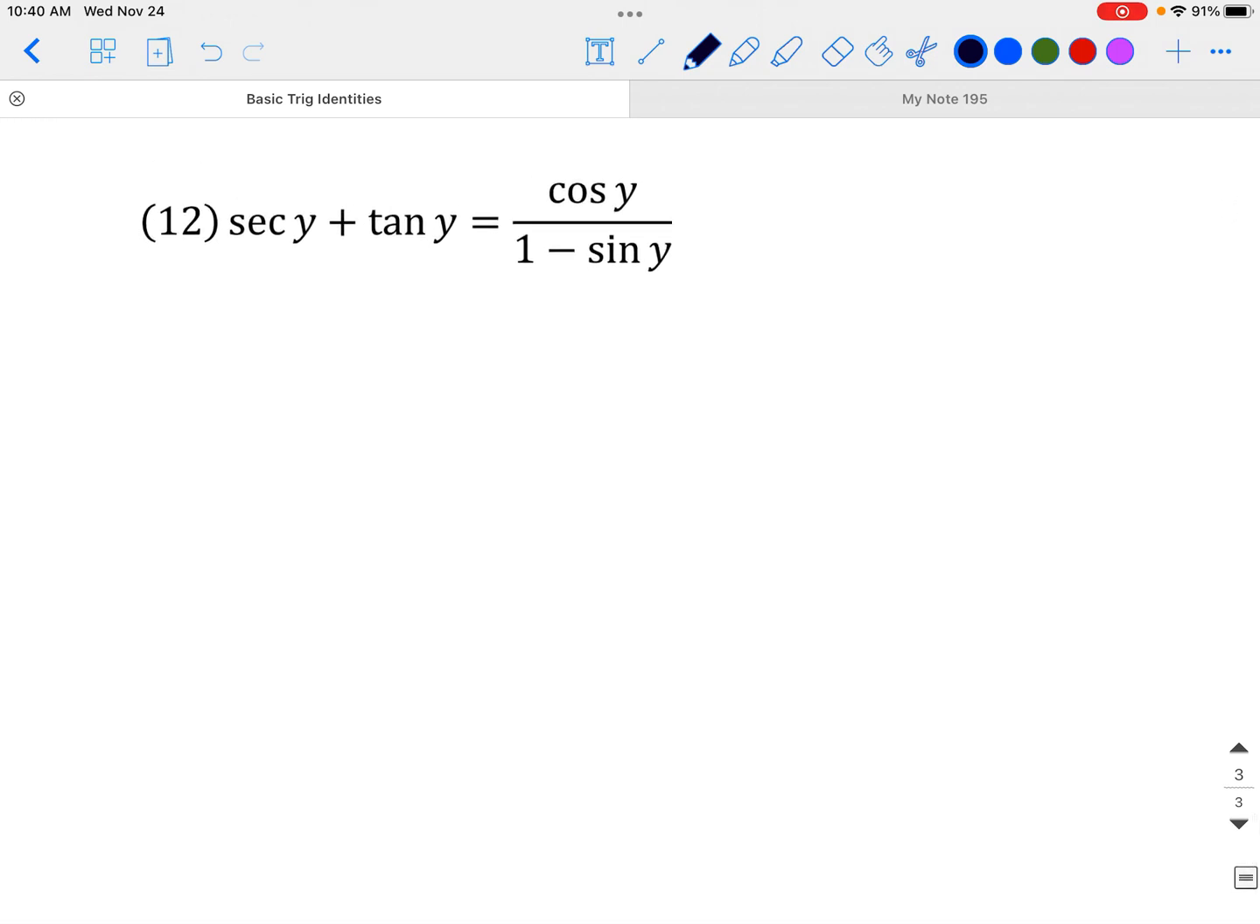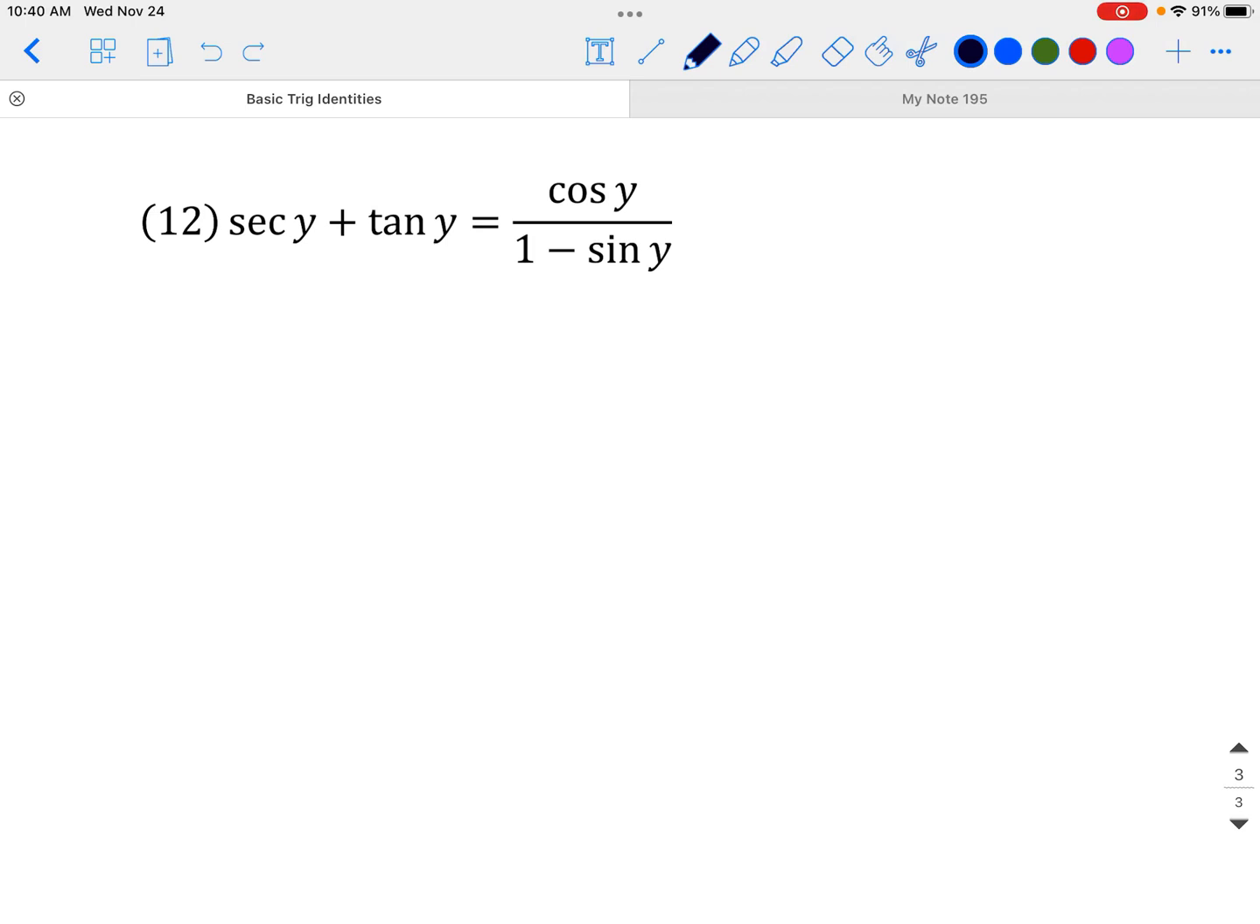So let's take a look at this one. Again, kind of in between on what we could do. And we'll notice that this expression we've seen before. So we could have also written this identity as 1 plus sine y over cosine y as well. Right? So from problem number 7. So here we've got another variation, which is going to be this secant and tangent.